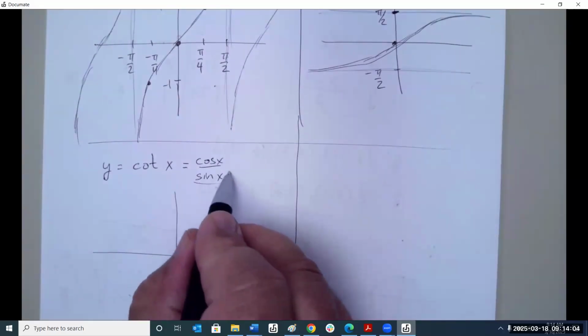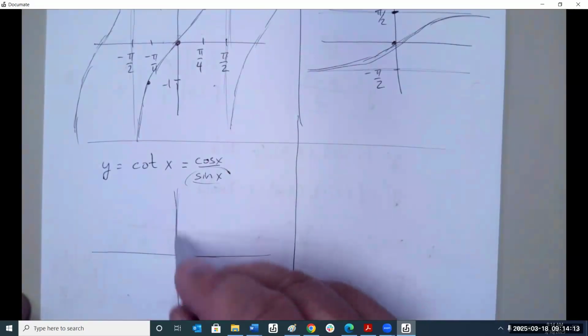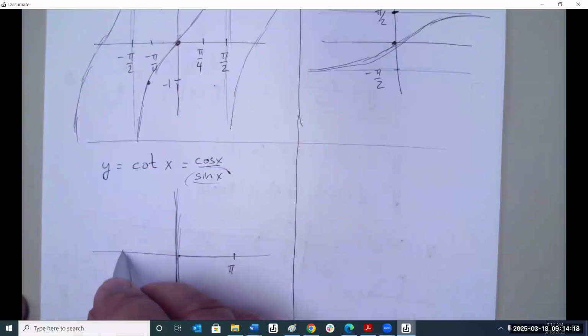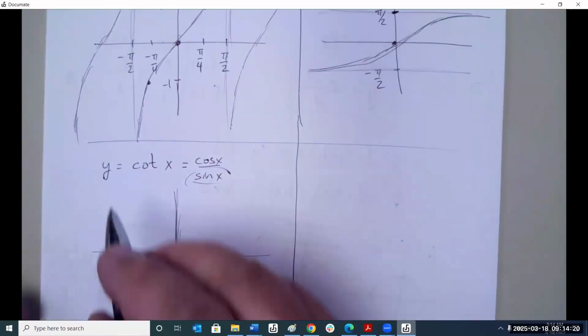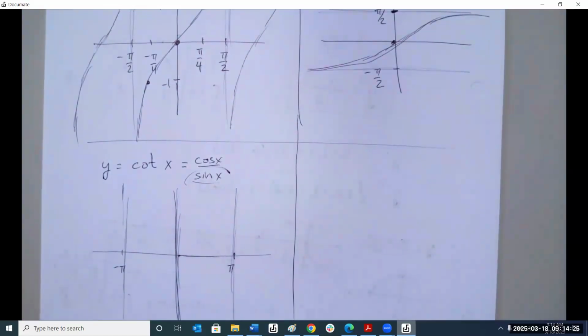So where is sine equal to 0? At 0, and where else? At pi, negative pi. So these are my vertical asymptotes. Now, same as the way sine and cosine are shifted 90 degrees, so are tangent and cotangent. They're shifted 90 degrees.